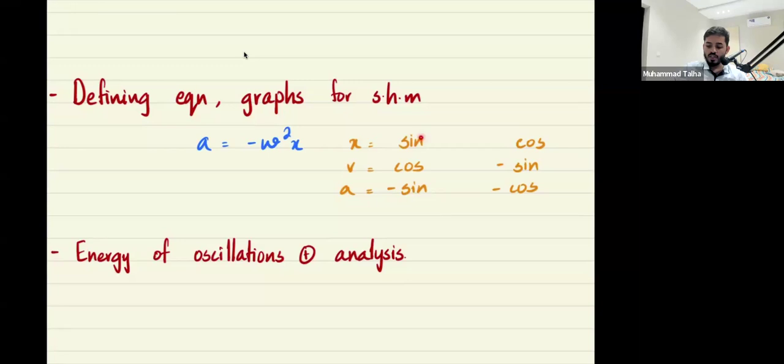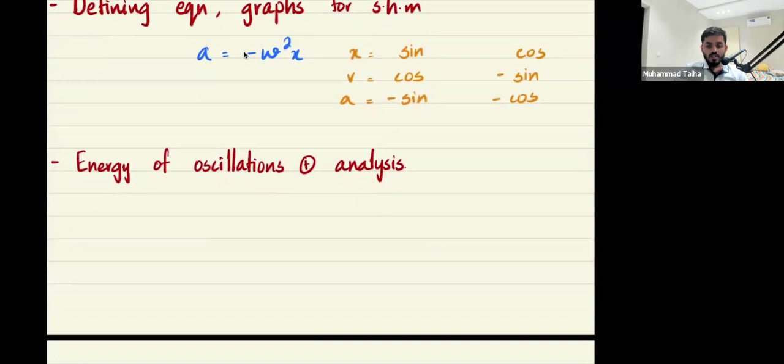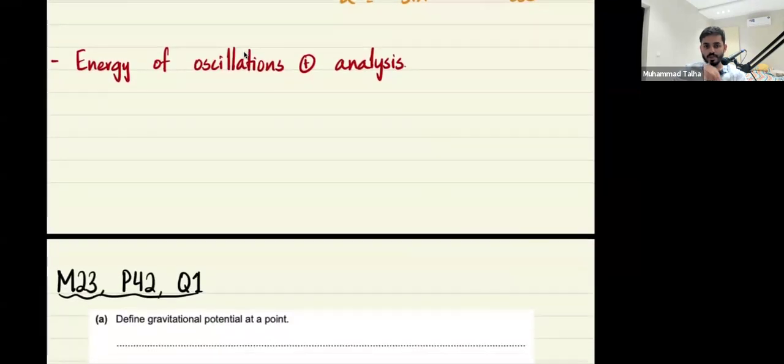All right. So it alternates between sine and cos. And after a cos, we have a sine. That's how this goes. Then energy of oscillations is also something which is now asked more and also in a slightly different way, as we'll see in those example questions.